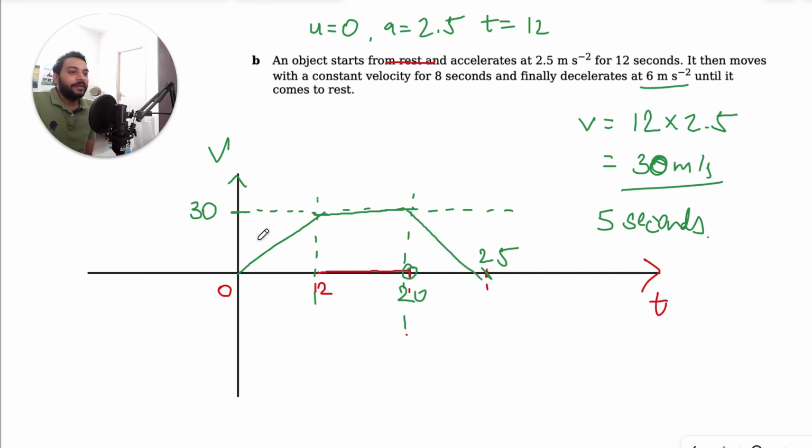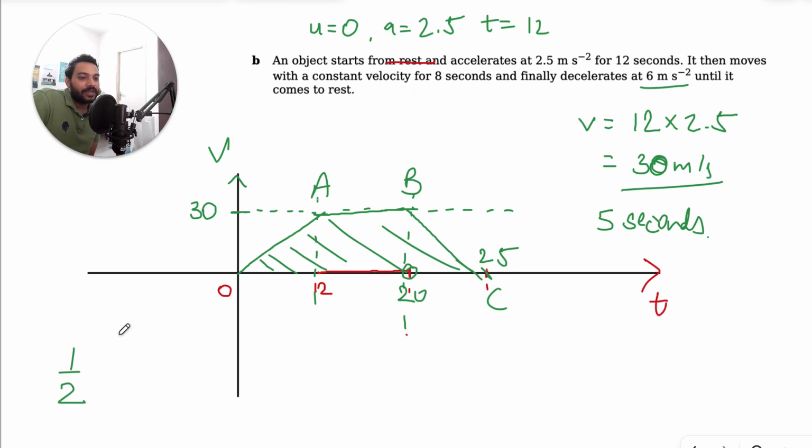Now we need to find the total distance. Again, the total distance and total displacement would be the same because no negative velocity component is there. So this trapezium O, A, B, C, let's say: 1 by 2 times the sum of parallel sides, AB plus OC. AB is 8 seconds plus OC, the total time, 25 seconds.